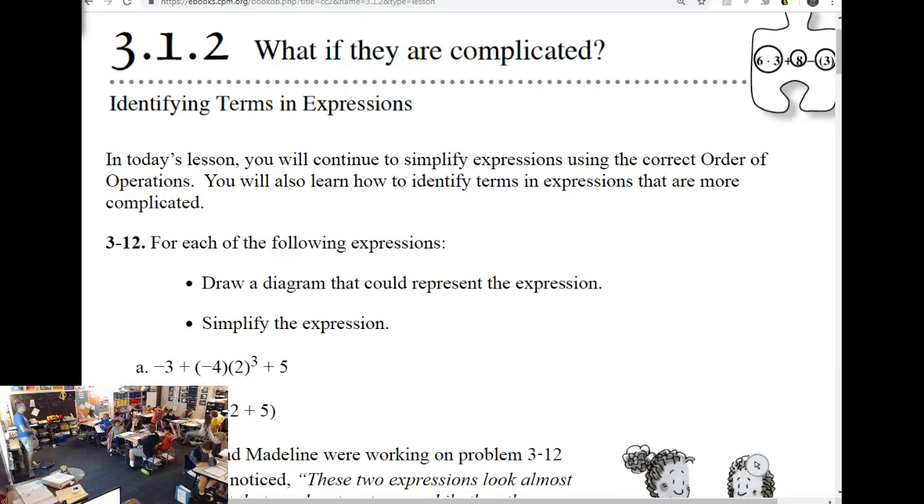So if you don't have a header yet, please make sure you put expressions in there as a header.